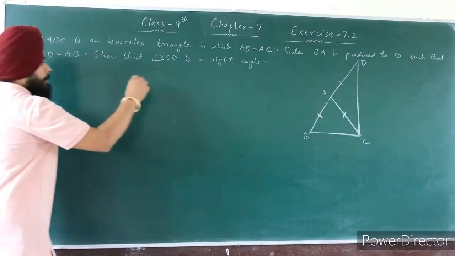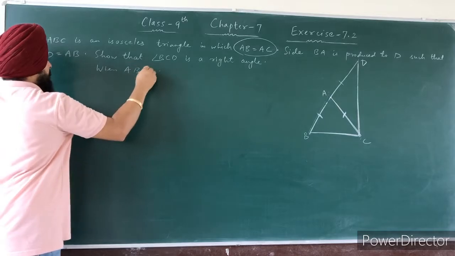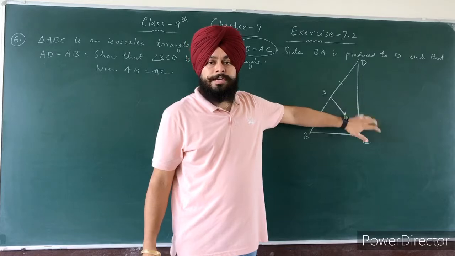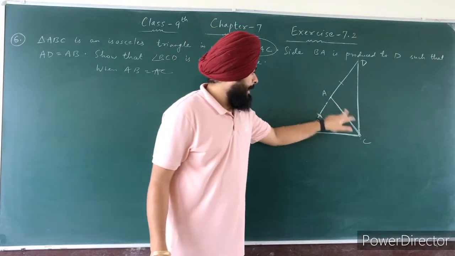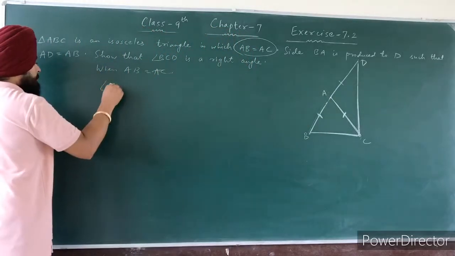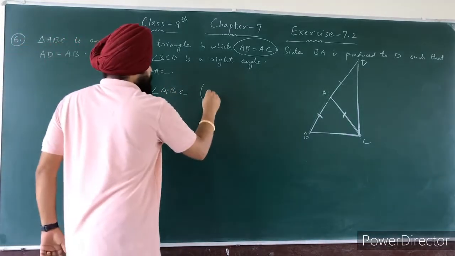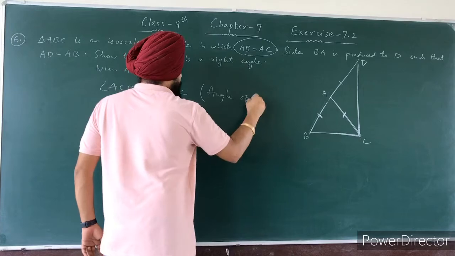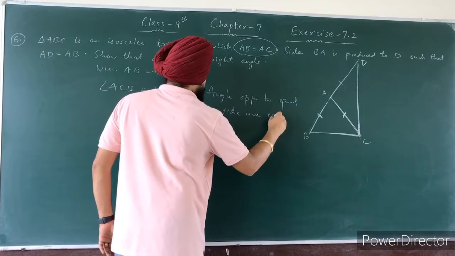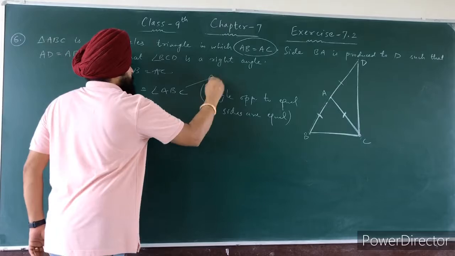So first, AB is equal to AC. When these two sides are equal, the angles opposite to the equal sides are equal. So angle ACB is equal to angle ABC. We can write the reason: angles opposite to equal sides are equal. Alright, so this is your first equation.